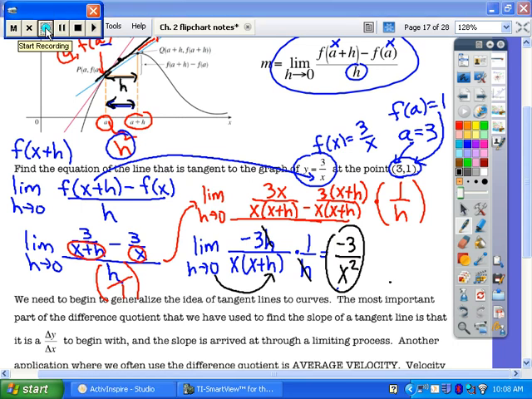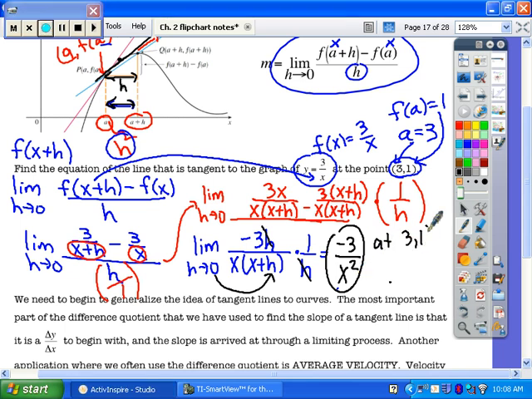So this, negative 3 over x squared, is your general slope anywhere. Now at (3, 1), what do you think we would plug into this equation? The x, which is the 3 in this case. So we would have negative 3 over 3 squared, so negative 3 over 9, which is negative 1/3. Negative 1/3 is our slope at that point.